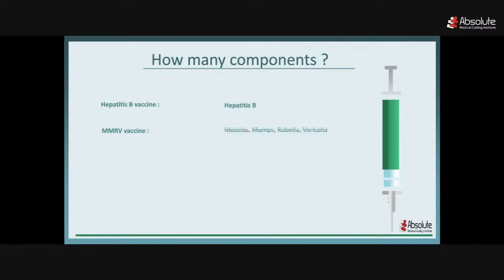Yes, there are four components, namely measles, mumps, rubella, and varicella. How about the DTaP-HIB combination vaccine?